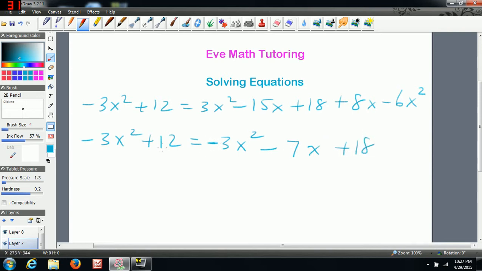So at this point, what we're going to do is bring all the x squares to one side and all the numbers to the other side. So it becomes negative 3x squared plus 3x squared, which is equal to negative 7x plus 18. And then I guess we could bring the 12 over, so that would become negative 12.